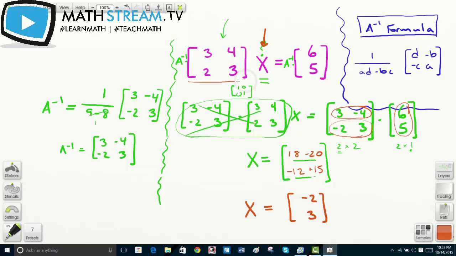and I were to multiply the left side, I would get the answer 6, 5. So this is the solution to our matrix equation. The answer to matrix X is -2 and 3. And that is how we solve a matrix equation using matrix division, or more appropriately, multiplying by an inverse matrix.